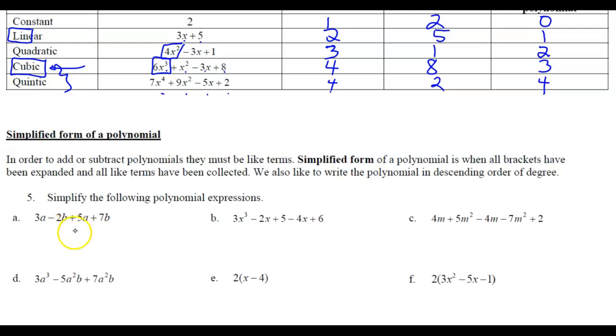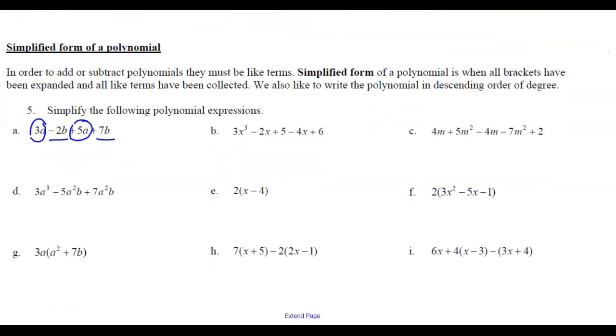Okay, so here there's no brackets, but there's A's and there's B's. So you might use a different color to highlight the like terms, or I use circles for A's and underlines for B's. And now you collect them. So 3A plus 5A is 8A. Negative 2B plus 7B is 5B, positive, so it's plus 5B. Okay? So this is sort of expected that you can do this.